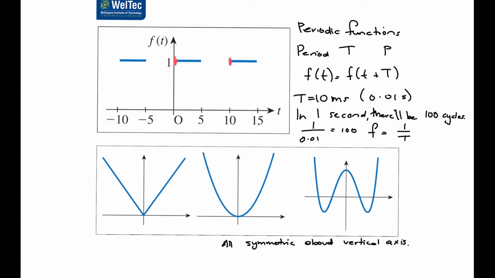And any function that is symmetric about the y-axis is said to be an even function. So if it's symmetric about the y-axis, then it's even. So it's an even function. And what this means is that if we take the value of the function for negative x, it's still going to be the same as if we just took x.